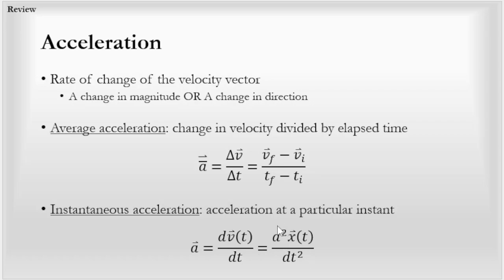We could do a double time derivative from the position vector. The first derivative gives us the velocity. The second derivative gives us the acceleration. Okay, so acceleration is a vector like position, and it's a vector like velocity. So it could have an x component, a y component, and a z component.